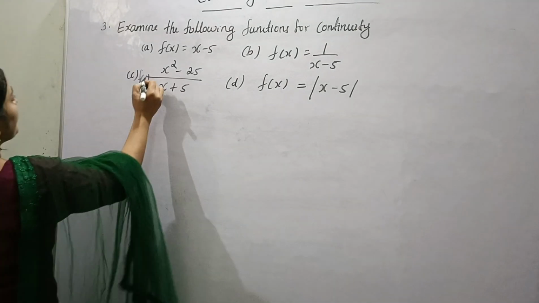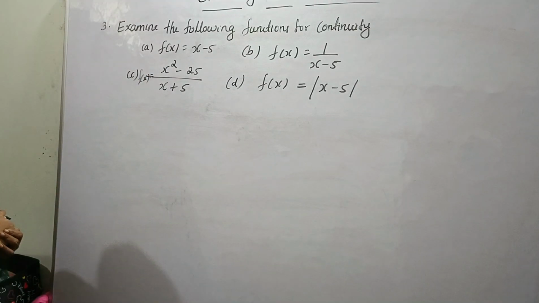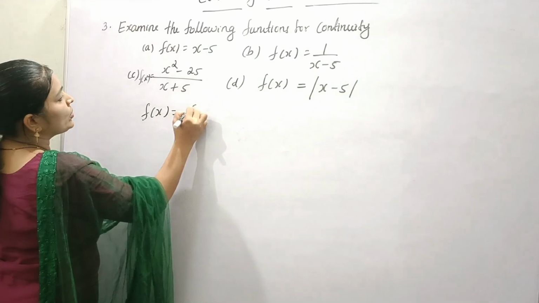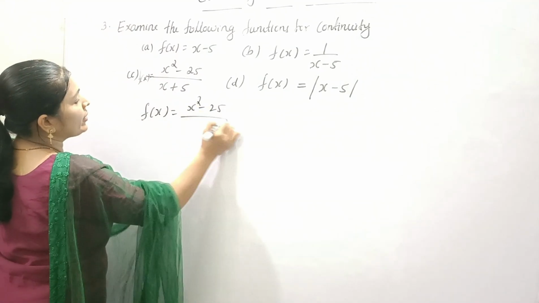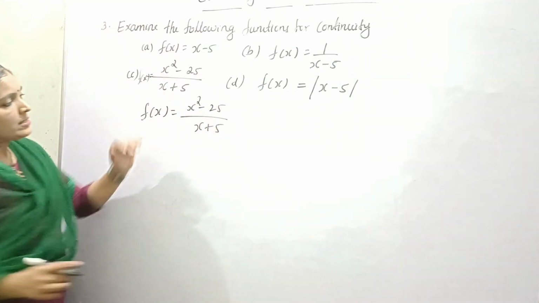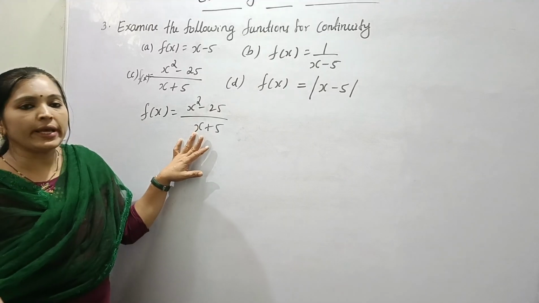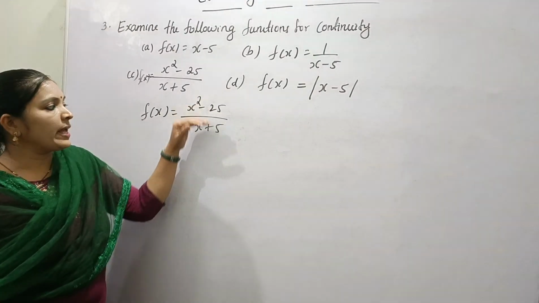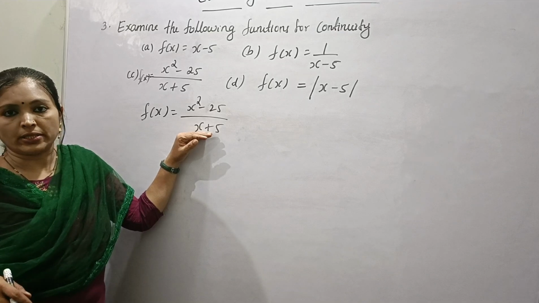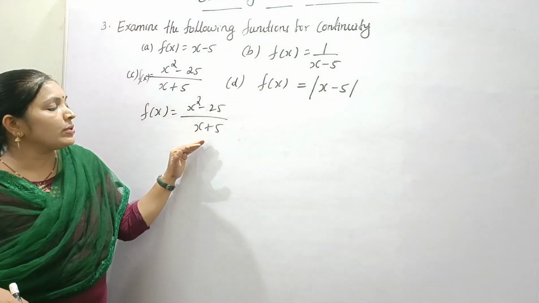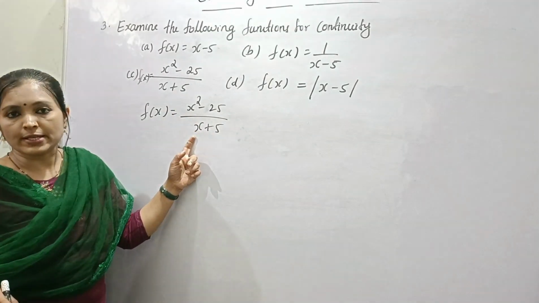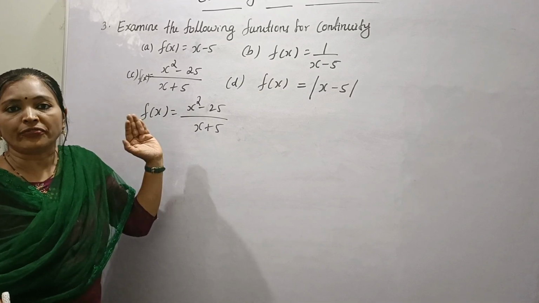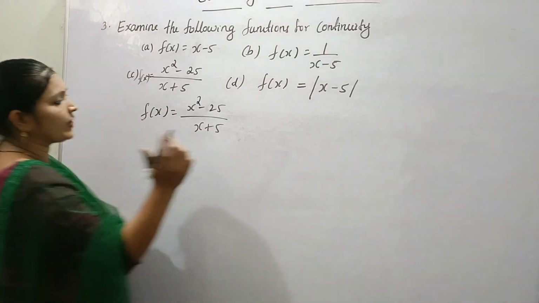Next, f of x is equal to x square minus 25 divided by x plus 5. See, here also, when we substitute x is equal to minus 5, this function will not be defined. We will get 0 in the denominator, right? So this function is not defined when x is equal to minus 5. Therefore, this function is not defined at x is equal to minus 5.